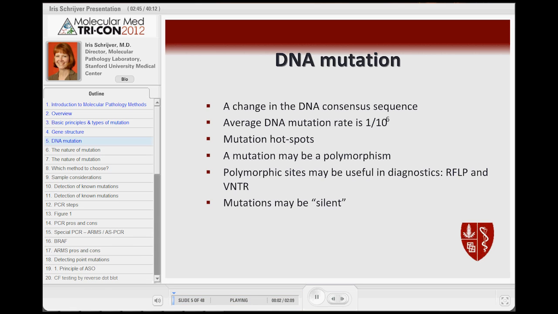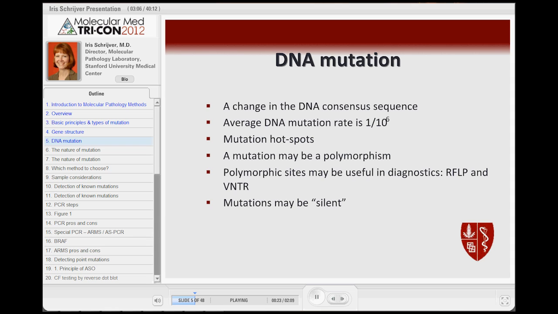Now when we look at DNA mutations, that's any change in the consensus sequence of a gene. And there is an average DNA mutation rate. Most of those are ultimately repaired, but some of them are not. And especially in mutation hotspots, throughout the genome, we see an increased number of mutations.